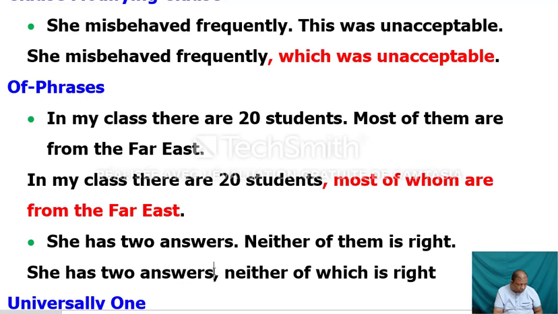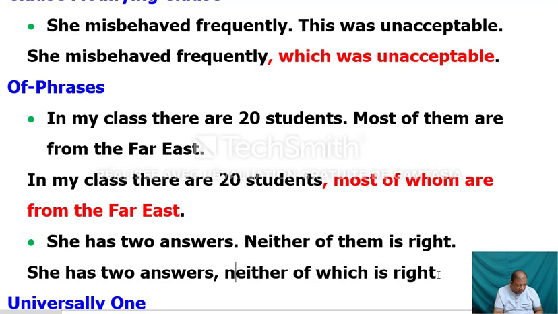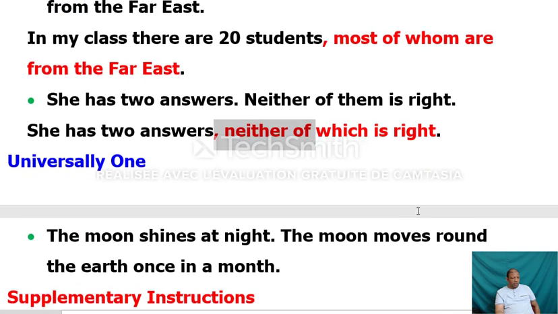So the adjective clause or the relative clause, it begins from here, it is, neither of which is right.